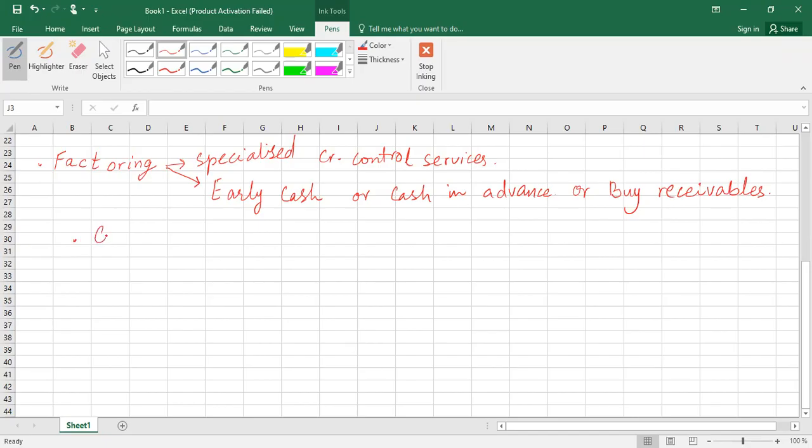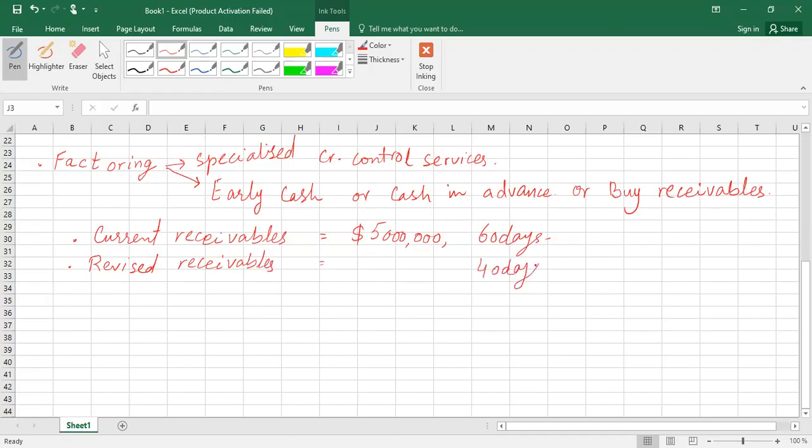So first of all, they will calculate your current receivables on the basis of current days. Suppose your current receivables are 5 million and currently your customers are taking 60 days. The factor can reduce it to the acceptable level, and suppose your acceptable level is 40 days. So we have the capacity to reduce your receivables.